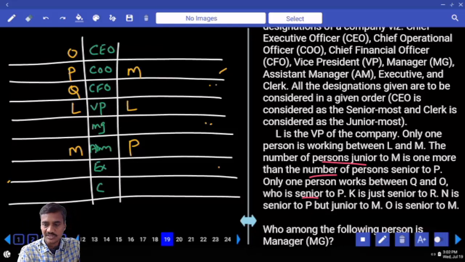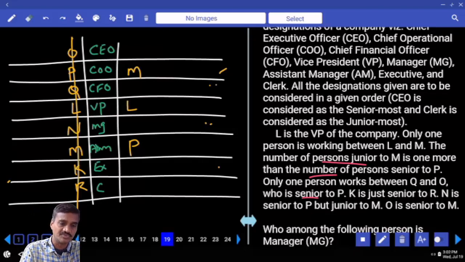Then next one, K is just senior to R. Where is this K? K is just senior to R. Then who is the person left over here? And one more person is left over. N is senior to P. Now finally N is left over. Here in this case, N is junior to P. This case is ruled out, isn't it? N is senior to P. As K is just senior to R, K and R must be like this.